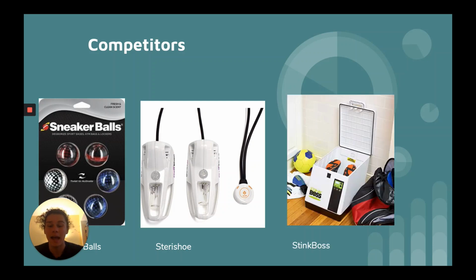Or, at the top of the line, we have the $150 Stink Boss. Although initially promising, this product uses ozone instead of ultraviolet light to kill bacteria. Not only does it fall short with a loud fan, but the EPA severely discourages against ozone exposure of any sort, classifying it as a greenhouse gas and a toxin. The poor reviews of engineering flaws and unresponsive customer service don't help either.